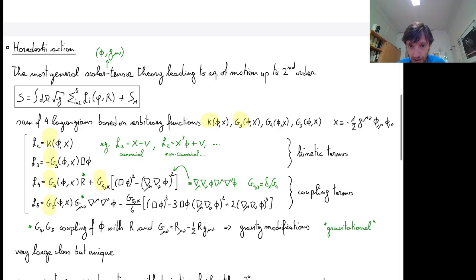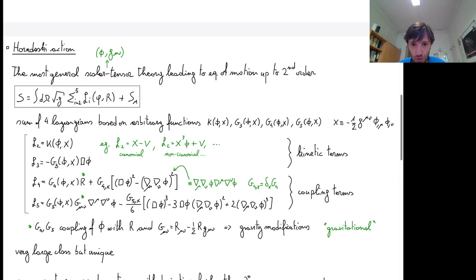Then here we have the derivative of the function G4 with respect to X and G5 with respect to X, where this X here, you see, it appears as an argument in all functions, is a kinetic term of the field. Okay, so these are arbitrary functions of the field phi, and must contain a kinetic term for that very same field. Okay, that's what they are, and they must be of this structure.